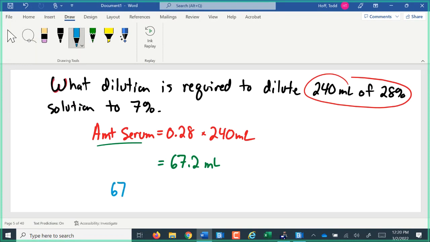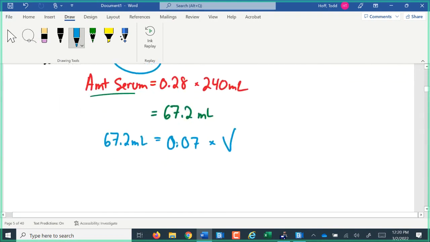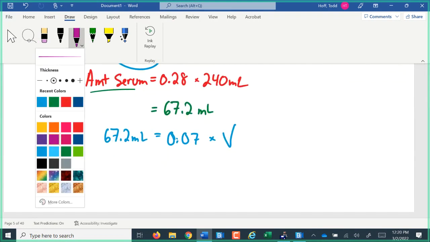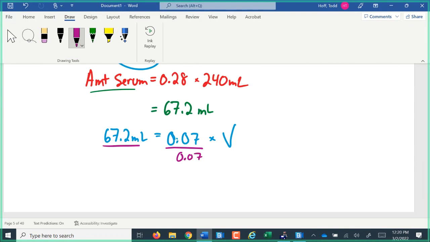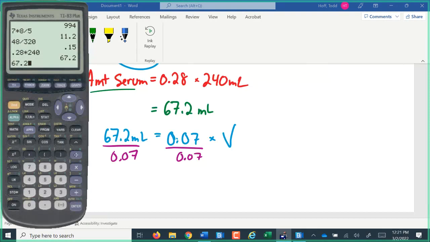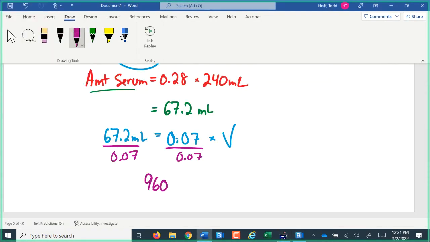Now to work backwards, we have 67.2 milliliters of serum. We want to dilute this to a 7%. Now 7% is going to go in here as a concentration of rate of 0.07. We're going to try to find that total volume. So I'll put V in there for volume. Working backwards here, we divide by the 0.07. 67.2 divided by 0.07 will give us 960. So our new volume is 960 milliliters.